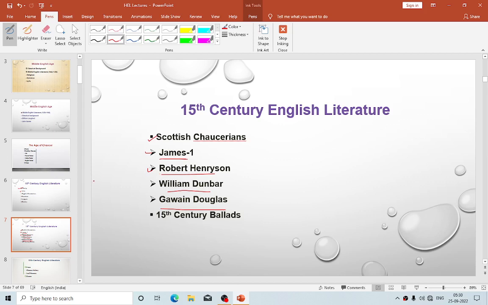Now, the next personality among the Scottish Chaucerians was William Dunbar. The lifetime of William Dunbar was 1462 to 1530. He ranks first in this group. He has generally been acclaimed as the greatest poet of Scotland, second only to Burns. After taking his MA degree from the University of St. Andrews, he became a Franciscan friar. But he was later unfrocked. He was attached to the court of King James IV.